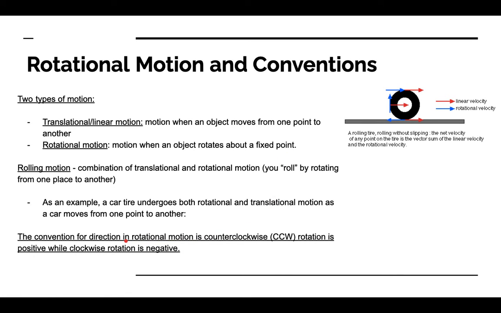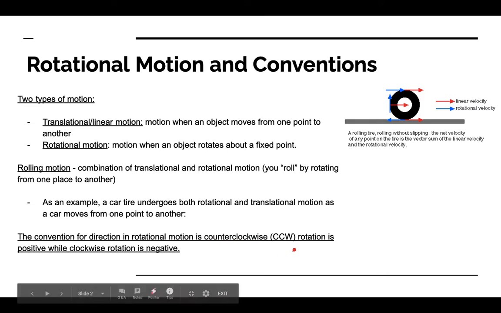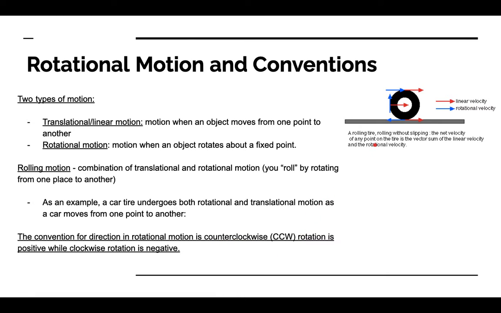So the convention for direction in rotational motion is that counterclockwise motion is positive while clockwise rotation is negative, okay? So right here, the blue arrows are all pointing in a clockwise rotation, so this would be a negative rotation. Whereas if we were to move in the way that my pointer is moving right here in the counterclockwise direction, this would be a positive rotation, okay?